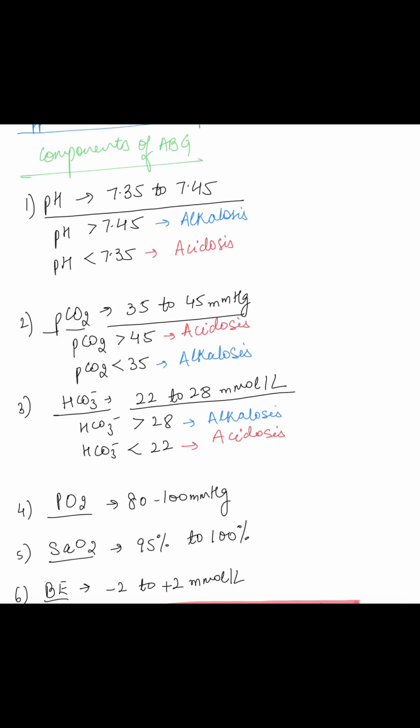Next is partial oxygen, whose normal value is 80 to 100 mm of mercury. Then next is saturation, normal saturation is 95 to 100%. Base excess is -2 to +2 millimoles per liter.